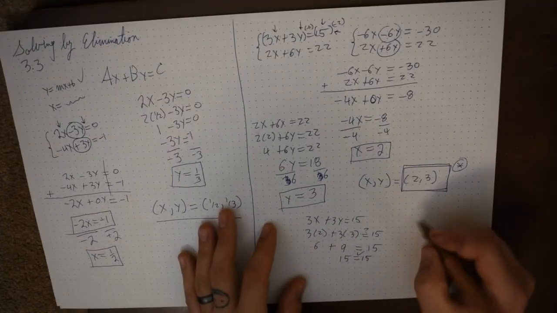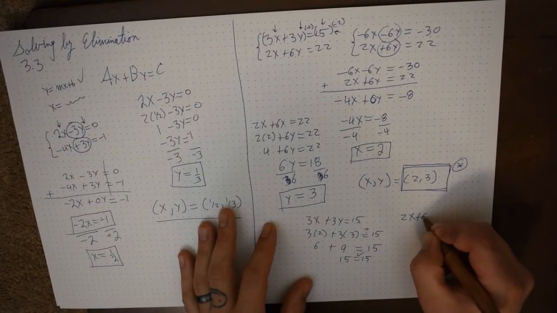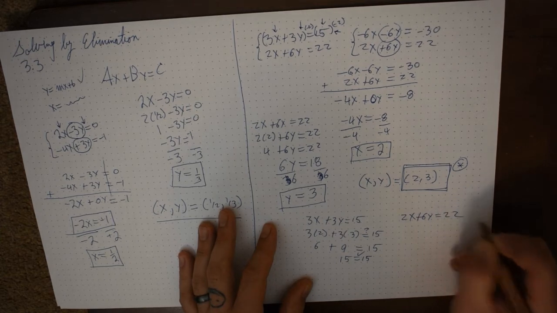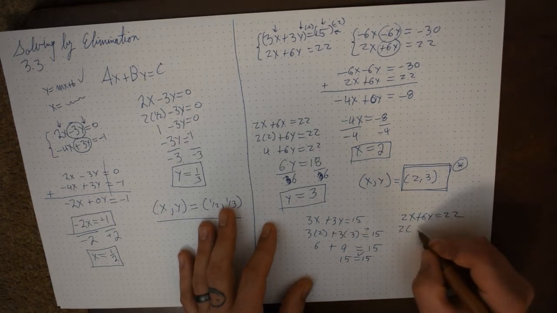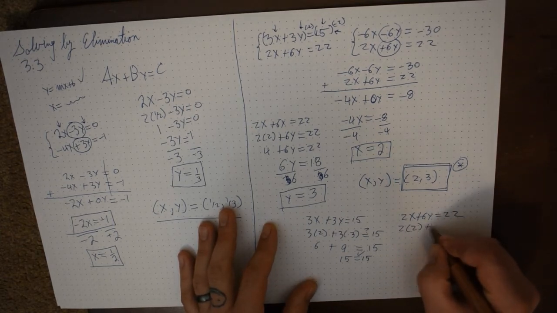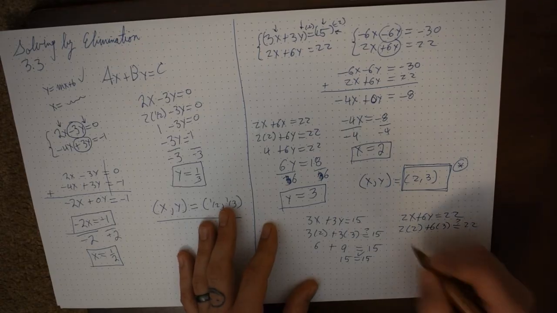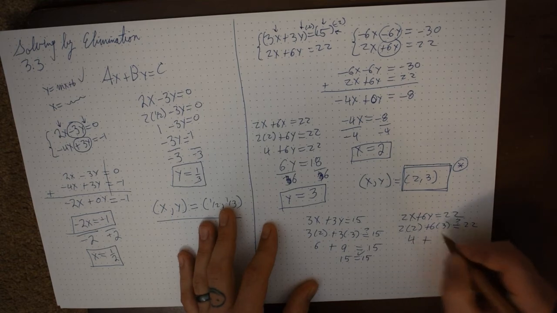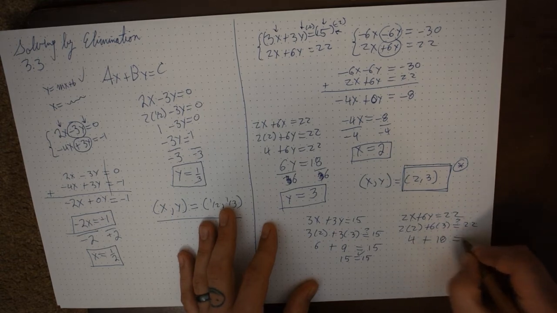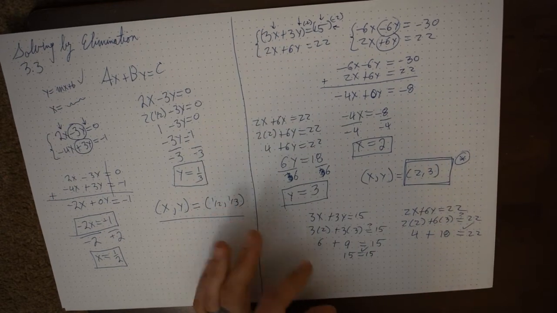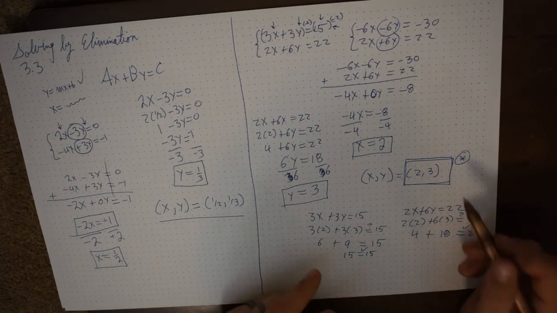That bottom equation said that 2x plus 6y had better equal 22. We want to make sure that 2 times 2 plus 6 times 3 is in fact equal to 22. 2 times 2 is 4, plus 6 times 3 is 18. Yes, 18 plus 4 is definitely equal to 22. So our solution checks out.